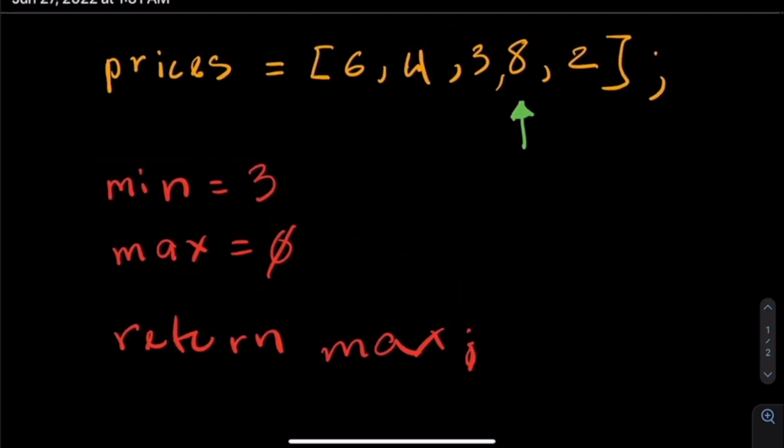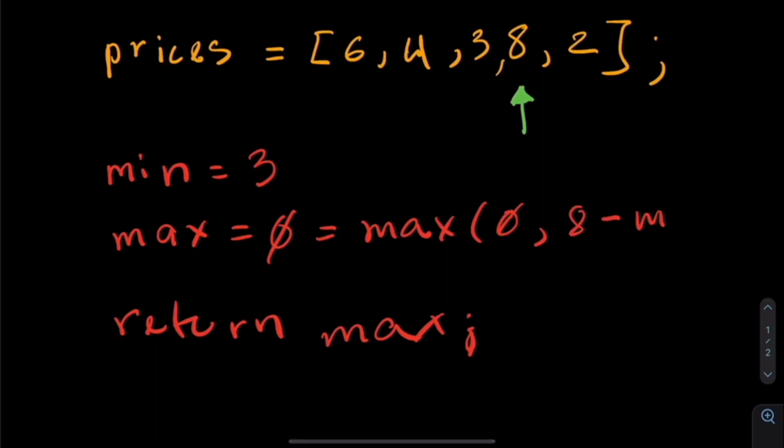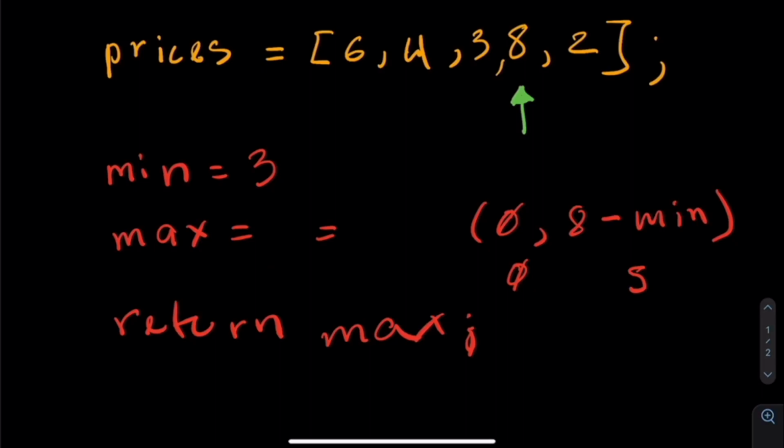No, it's not. So then we go straight into evaluating the max, which currently is 0. So we do max between 0 and 8 minus minimum, which in this case is 5, right? Because 8 minus 3 is 5. Therefore, we reassign maximum to 5, right? 8 minus 3, 5.